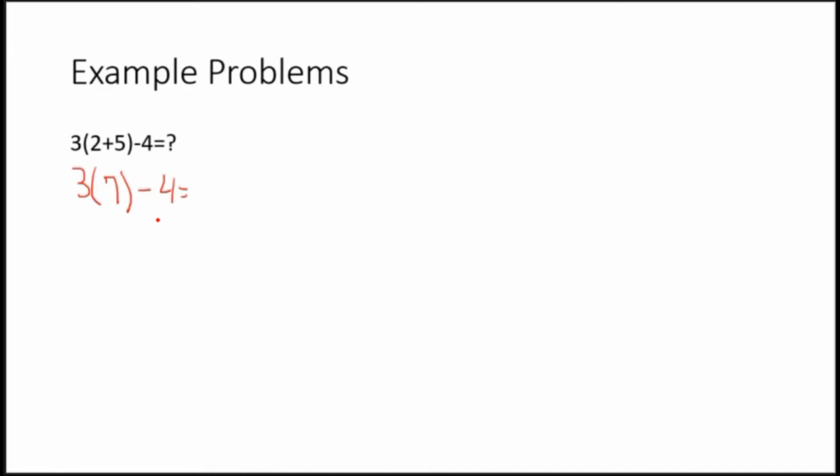Alright, next we have exponents, but we don't have any exponents in here. Then we have multiplication and division. Well, we only have multiplication in this problem, so we're going to go ahead and do that. That's 3 times 7, so that would be 21. And we're still left here with negative 4. Alright, lastly we have addition and subtraction. We don't have any addition, but we do have subtraction. 21 minus 4 equals 17.